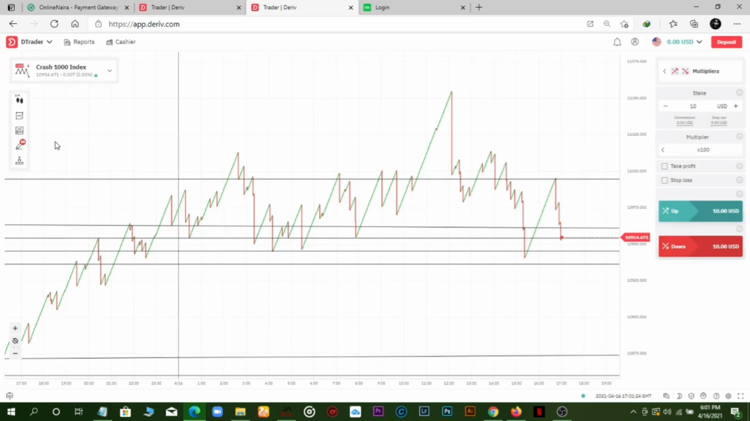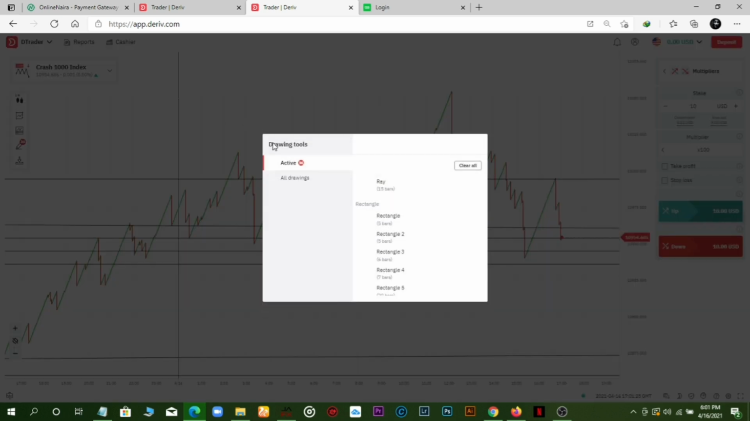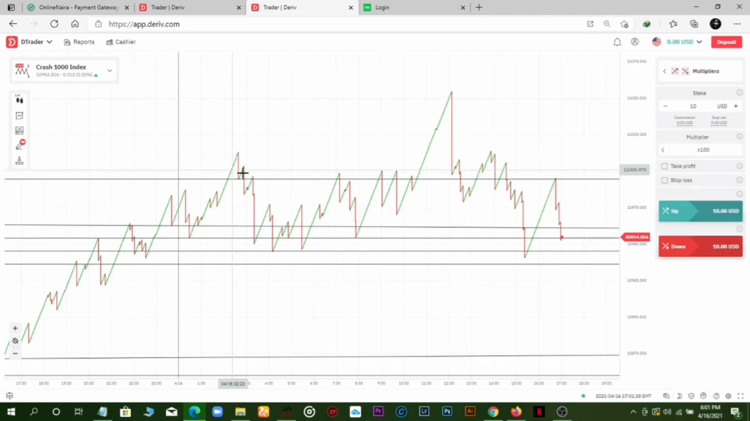Before I start, I must also say that we are very lucky to have the Boom and Crash index at our disposal. It's the only asset in the world that allows us to trade spikes and already tells us the direction, so you can see there's a lot of benefits to that.